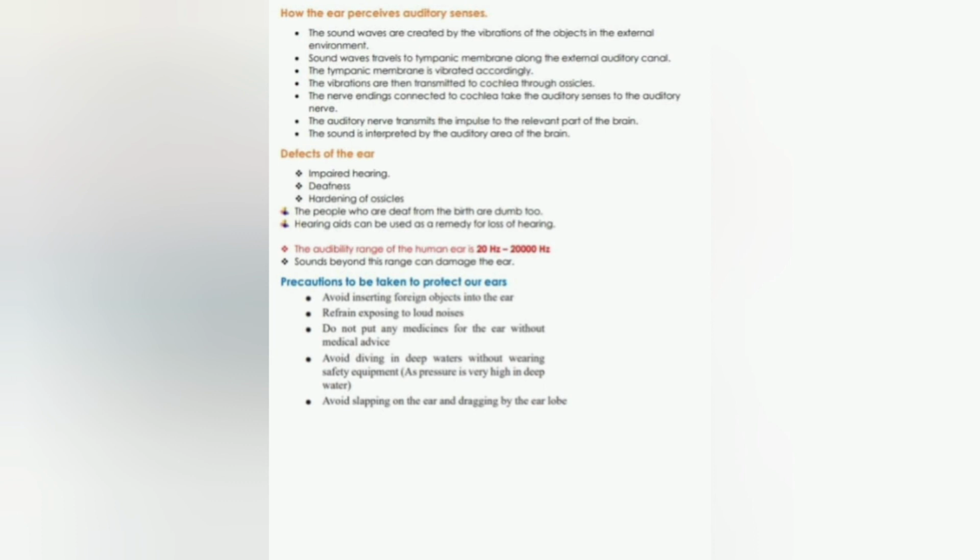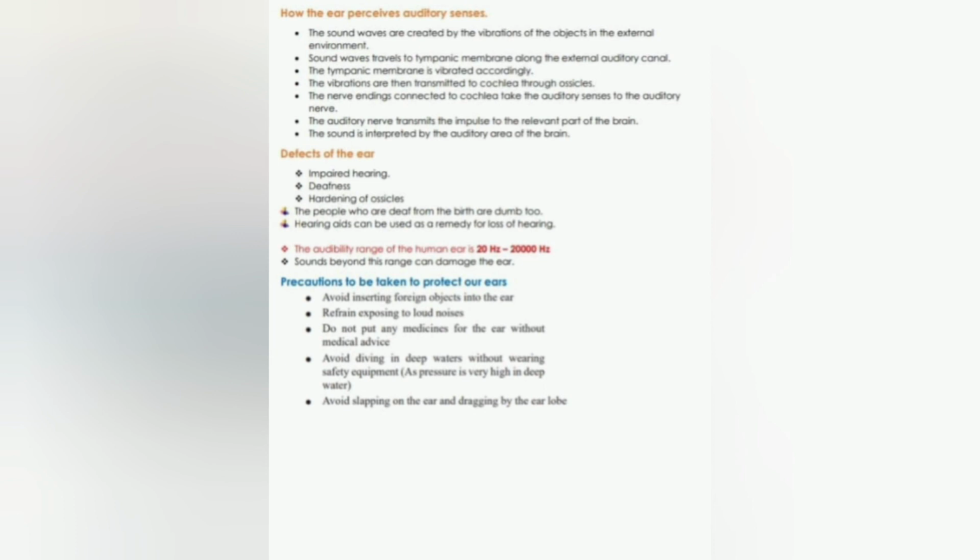The nerve endings connected to cochlea take the auditory senses to the auditory nerve. The auditory nerve transmits the impulse to the relevant part of the brain. The sound is interpreted by the auditory area of the brain.